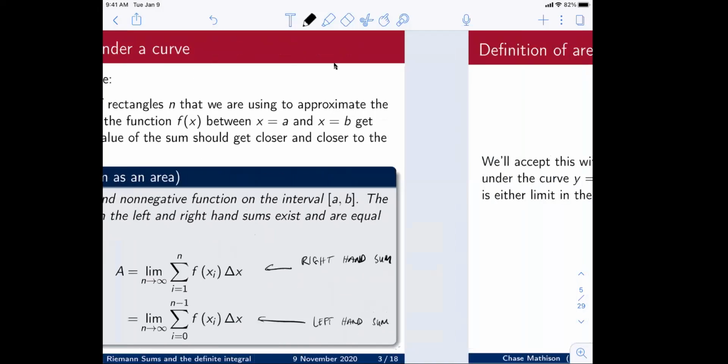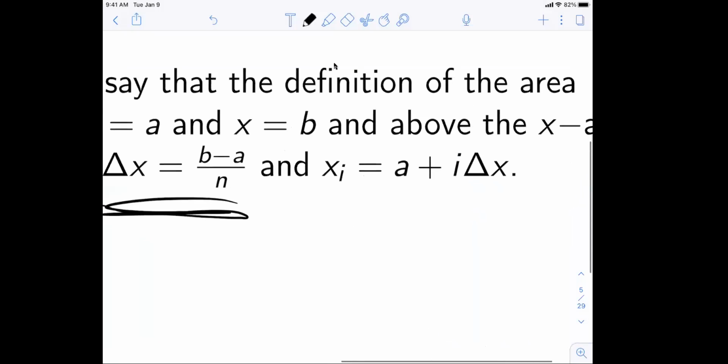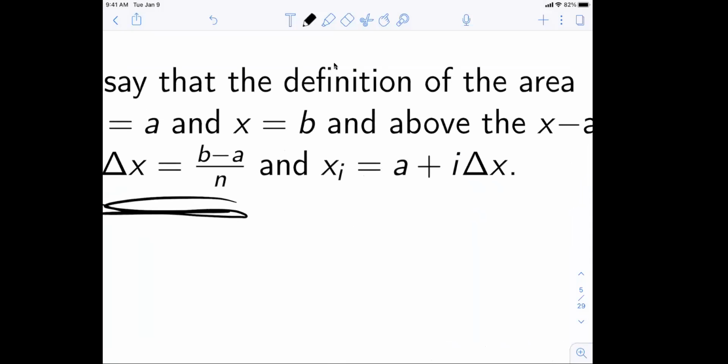Again, just a quick recap of the notation. Delta x is b minus a over n, and x sub k here, I was using an i before, so I'll change these to k's really quick.